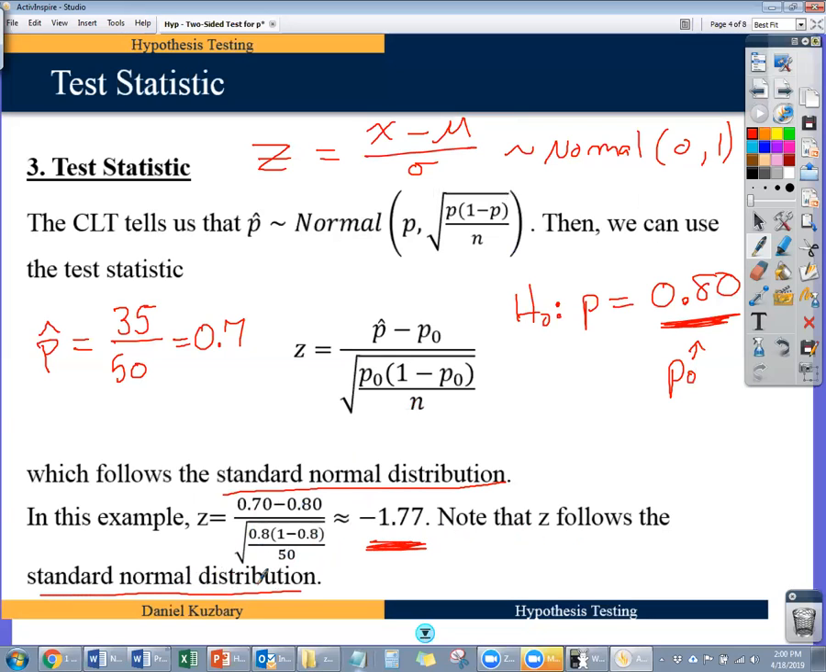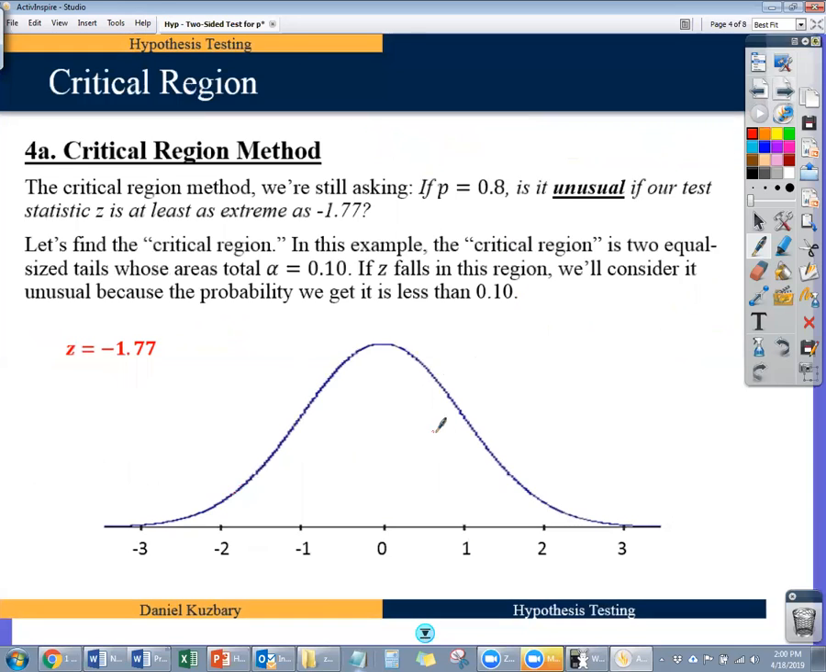So we're about to do the critical region things and the p-value things, and their distribution is going to be standard normal. So we're going to put this on a standard normal bell curve. Let's start with a critical region. We're asking if p is equal to 0.8, is it unusual if our test statistic is at least as extreme as 1.77? And we're doing a two-sided test now. So extreme means as far out left or as far out right as the opposite of that.